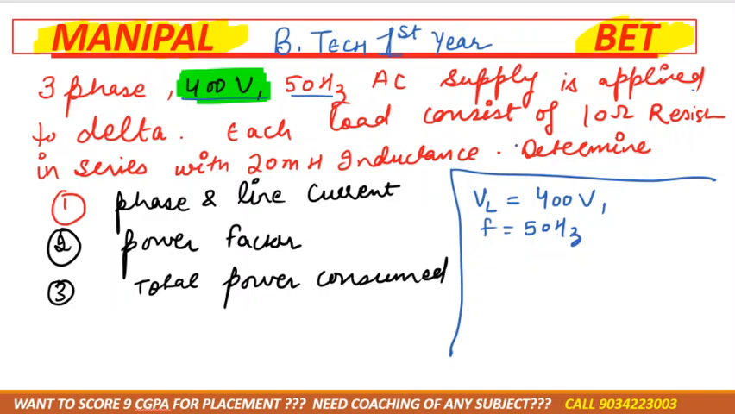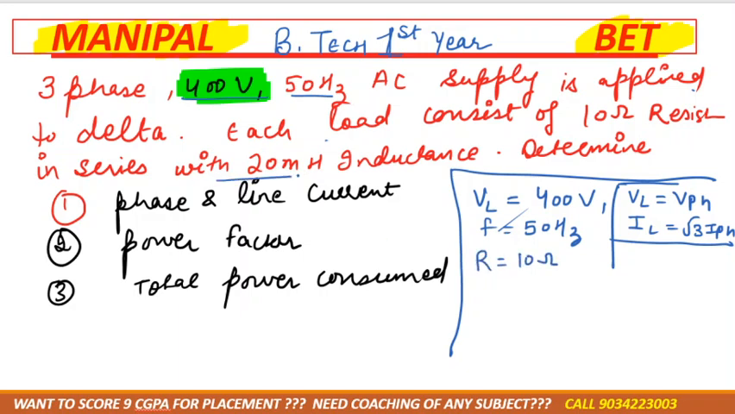Now they said frequency is 50 hertz, so whatever they give you, write it down. AC supply is applied to delta connection. As you have already studied, in the delta connection, line voltage is equal to the phase voltage, and the line current is equal to √3 times the phase current. You need to remember this, that in delta connection we have to use it. That's why I wrote it separately in the form of formulas. Each load consists of 10 ohm resistance, and inductance L is 20 millihenry. Determine the phase and line current.